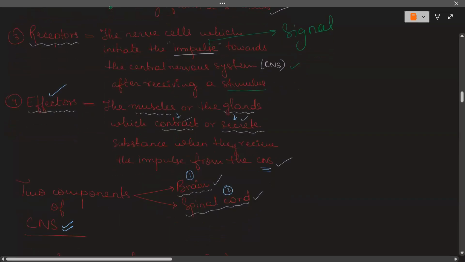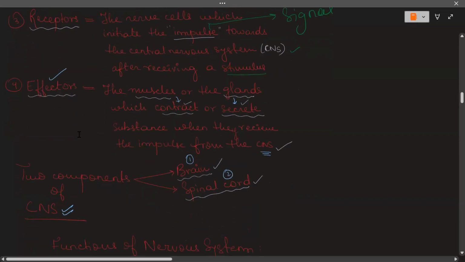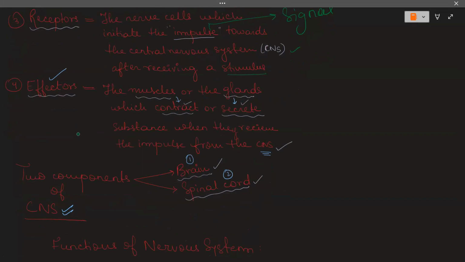Now the fourth is effector. The response that we show is actually because of the effector that is present in the body. Effector can be a muscle, or it can be a gland also. For example, if someone is patting your back and you turn around towards that person, your muscles participated in that, isn't it? So the muscles that are helping you to turn around are the effectors. The muscles contract and produce a response.